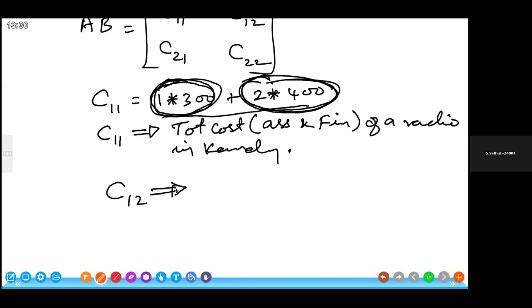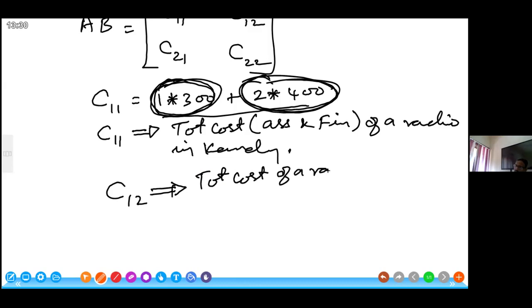Total cost of assembling and finishing of a radio in Colombo. Yes. Total cost of a radio in Colombo.